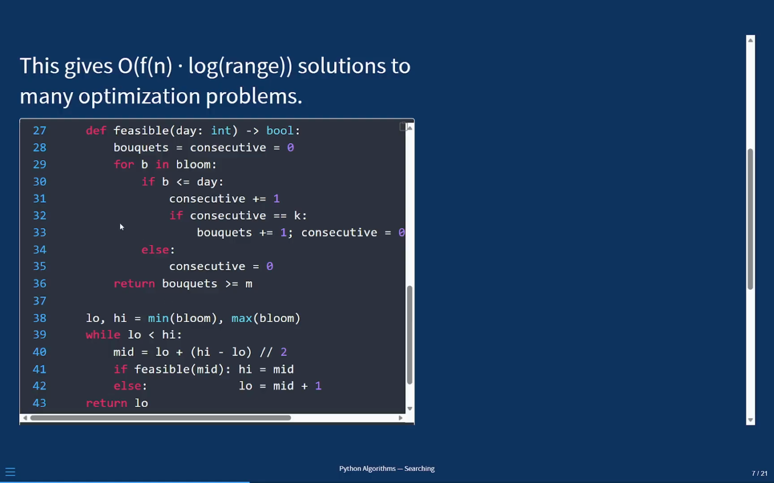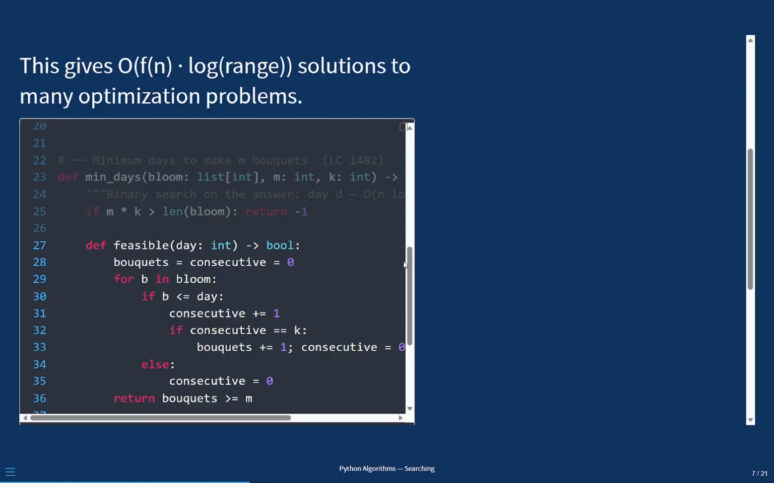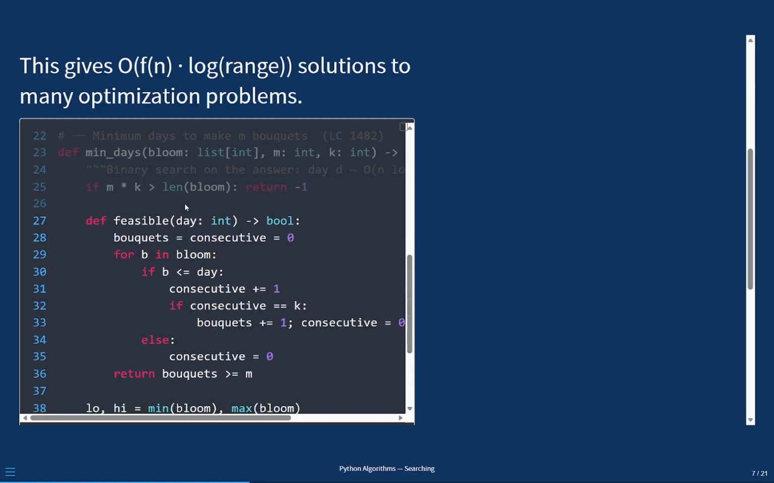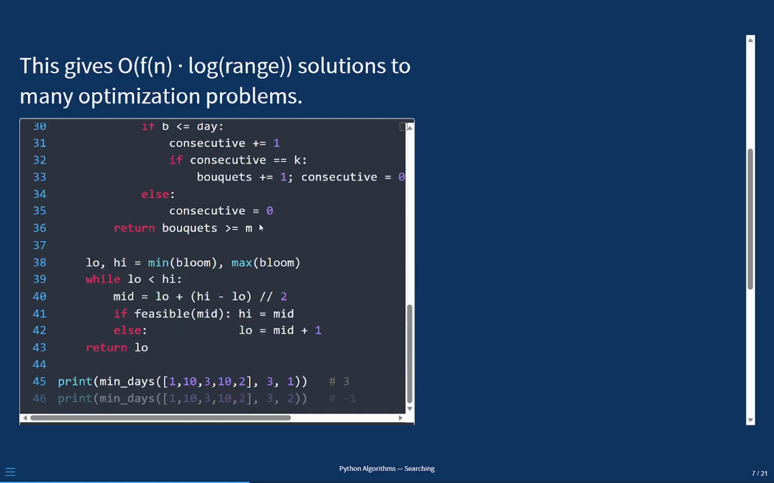Click. Minimum days to make bouquets follows the identical template. We binary search on the number of days. The feasibility check scans the bloom array counting consecutive runs of flowers that have bloomed by that day. Different problem. Identical template structure.